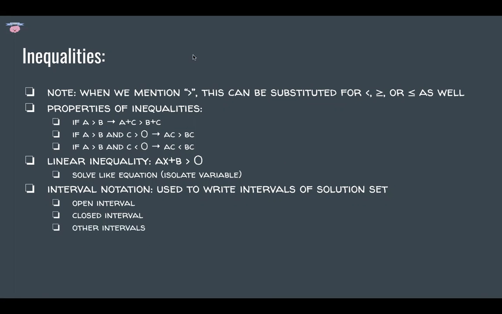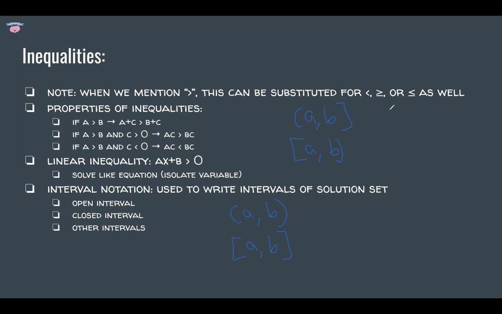Some other intervals are not strictly open and not strictly closed. So I'll give you an example of each one. Strictly open is from A to B. Strictly closed is from A to B like this. Other intervals, we can have from A to B like this, from A to B like this.